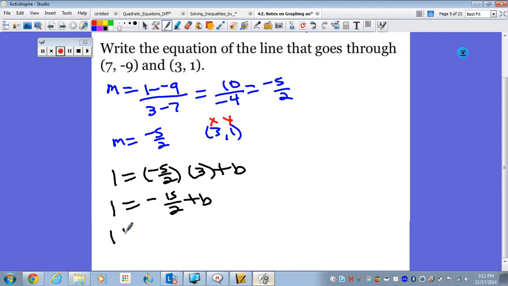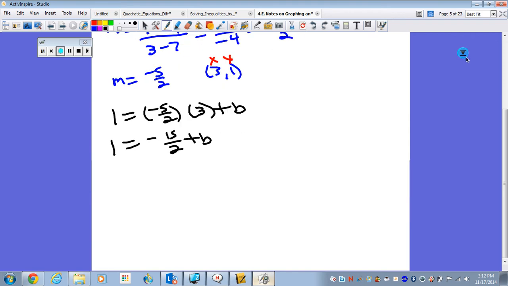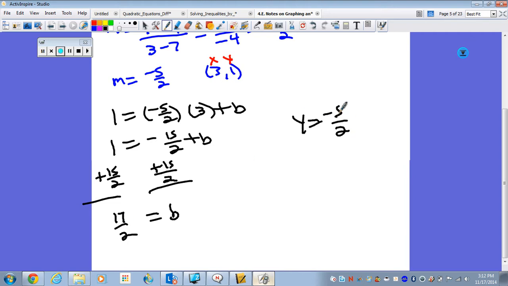I'm going to take 1, whoops, let me erase that. All right. I'm going to move it down just a little bit. I'm going to add 15/2 to both sides. Okay, so b equals, and then I want to do, which is basically 2, so 17/2, because 1 is 2 over 2. So 17/2. So y equals negative 5/2 x plus 17/2. Okay, and there you go.